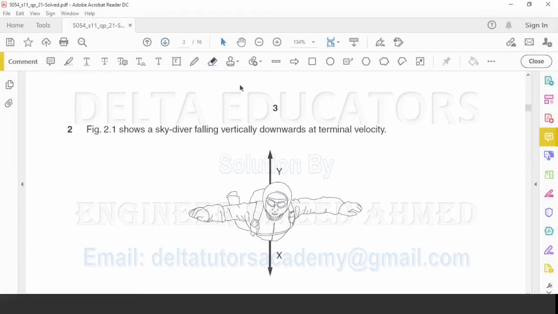Okay, next question. Question number 2. Figure 2.1 shows a skydiver falling vertically downward at terminal velocity. What is meant by terminal velocity? Here acceleration is 0 and the object is moving with a constant speed, or we can say the resultant force is equal to 0. That's why acceleration is 0 and the object is moving with a constant speed. It means if the object is moving with a terminal velocity, then at this stage this x will be equal to y. This downward force will be equal to this upward force y.